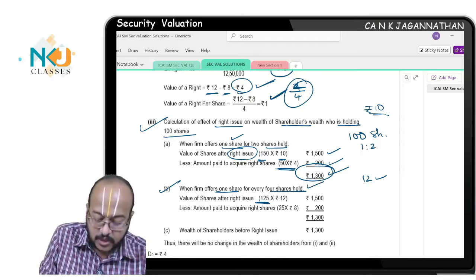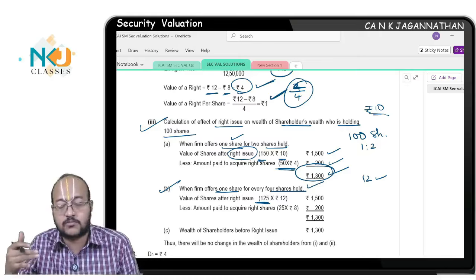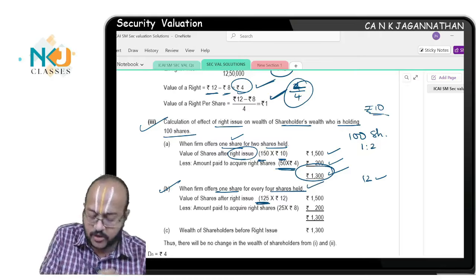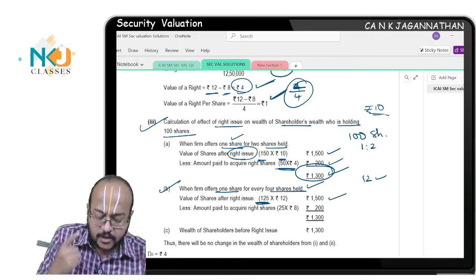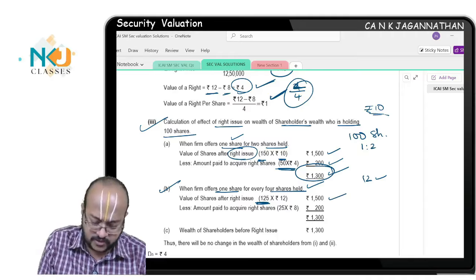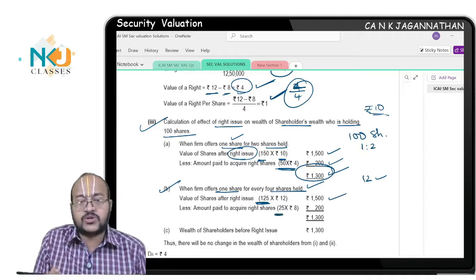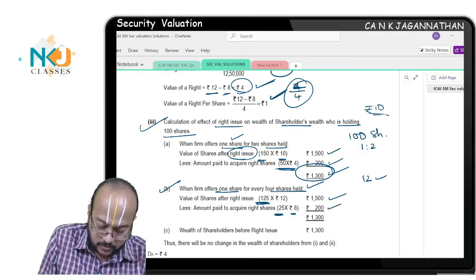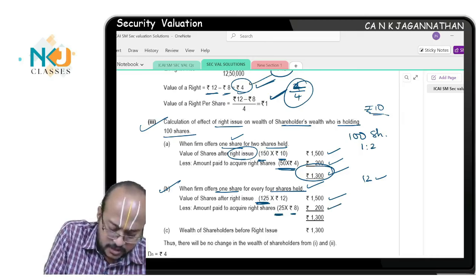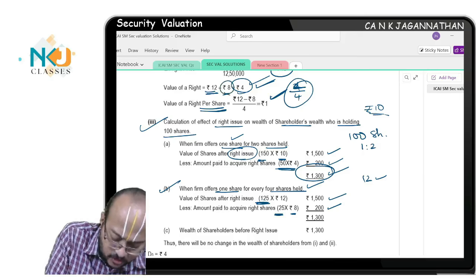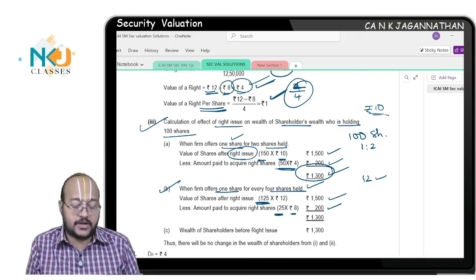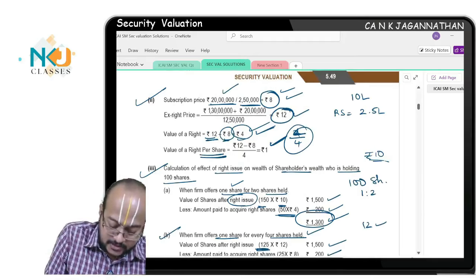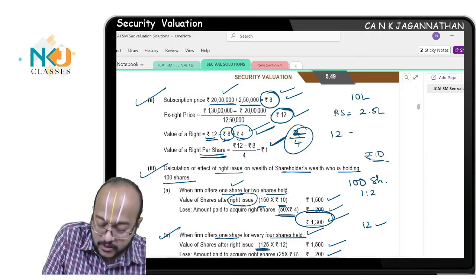Here in the second case, if you are holding 100 shares, then the new rights shares will be 25 shares, but the total comes to 125 shares. 125 into 12 is 1500, minus the cost to acquire those shares. The value of right, very simple. Here you have 25 new shares. For that you need to pay, it does not come free. The value of right is 12 minus 8 rupees. Here 12 is the ex-rights price, correct? Minus 8. What is this 8?